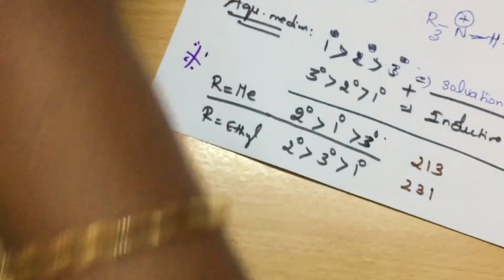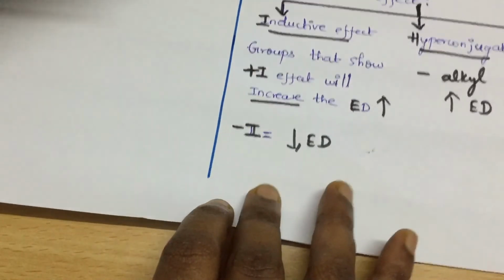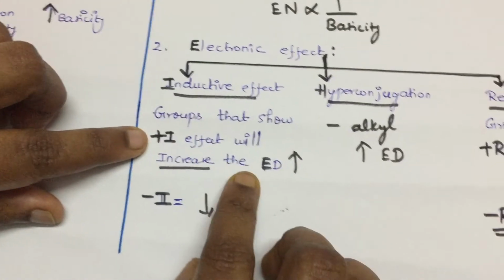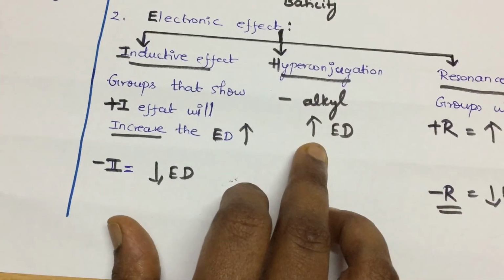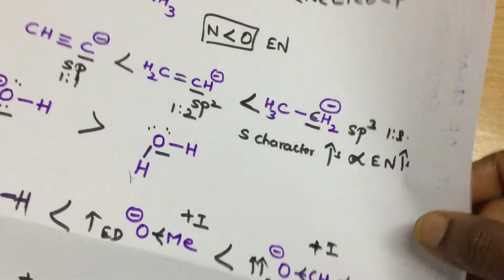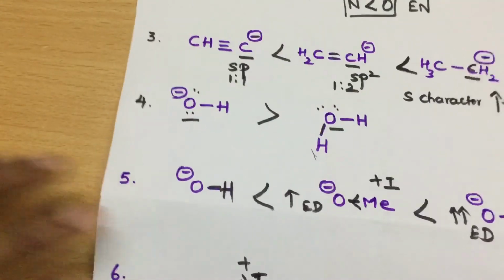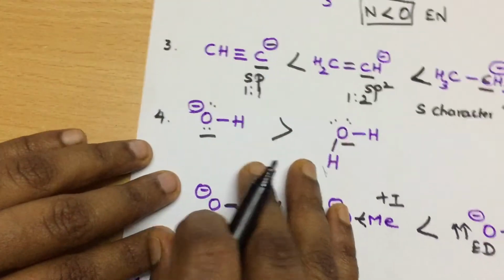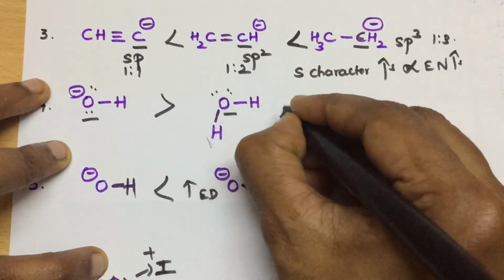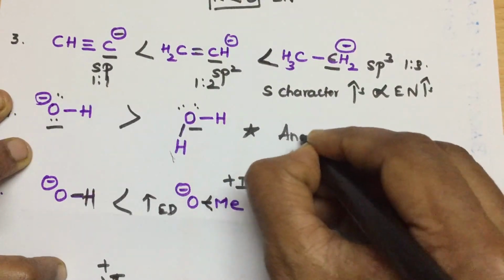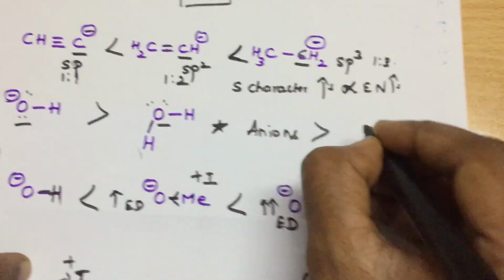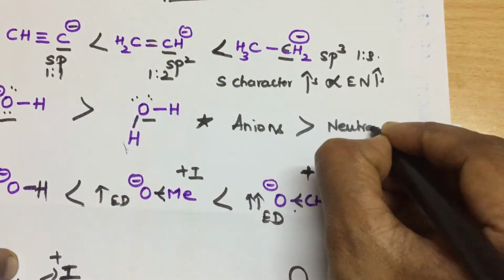So what we have seen are the two tendencies. The positive inductive effect groups will increase electron density, the hyperconjugation will increase electron density, and resonance will increase electron density. And always keep in your mind that the electronegativity should be less in order for a better donation. And if the electronegativity is the same, you have to see the electron density. Here I want to highlight a point: the isolated anions are more basic than the neutral species.